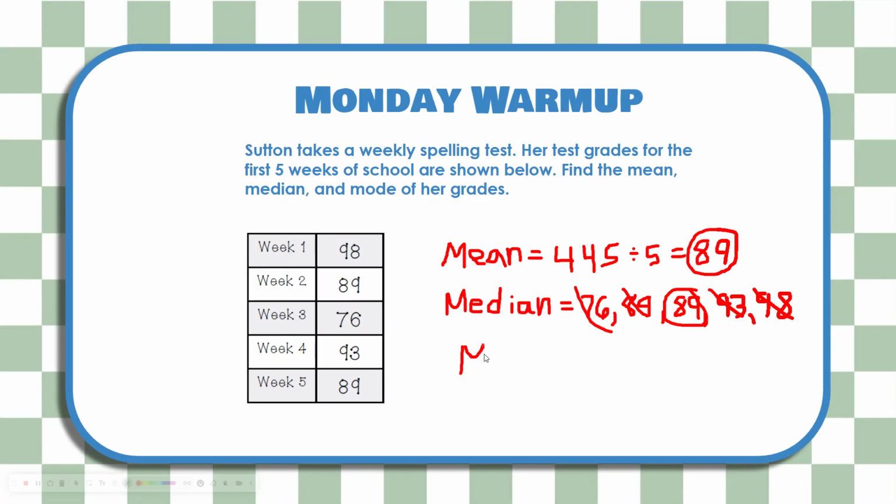And the last thing we need to find is the mode, the number that shows up the most often. Oh wow, look at that. Mode is also 89 because there are 2 89s. That's more than any other number. That doesn't happen very often where all 3 of these are the same number. So mean is the average, median is the middle, mode shows up the most often.